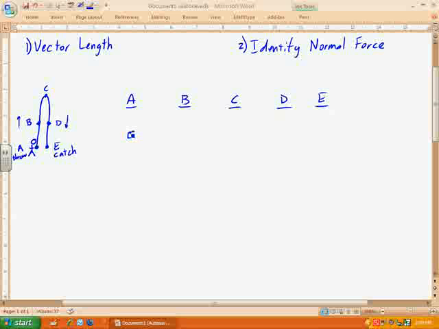Okay, hopefully now you've taken the time to draw your own force diagram, so now let's check it and talk about it. And I'm going to be including the vector length and identifying the normal force as we do that.